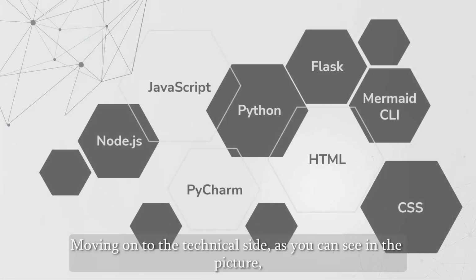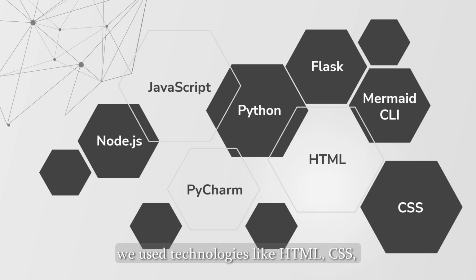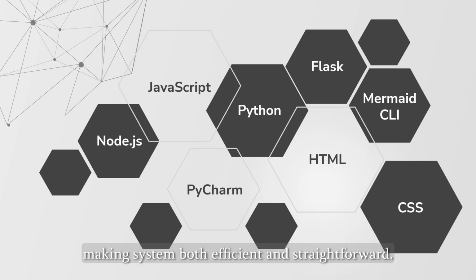Moving on to the technical side, as you can see in the picture, we use technologies like HTML, CSS, and JavaScript for the front end, and Python with Flask for the backend. We also use tools like Node.js, PyCharm, and Mermaid CLI during development, making systems both efficient and straightforward.